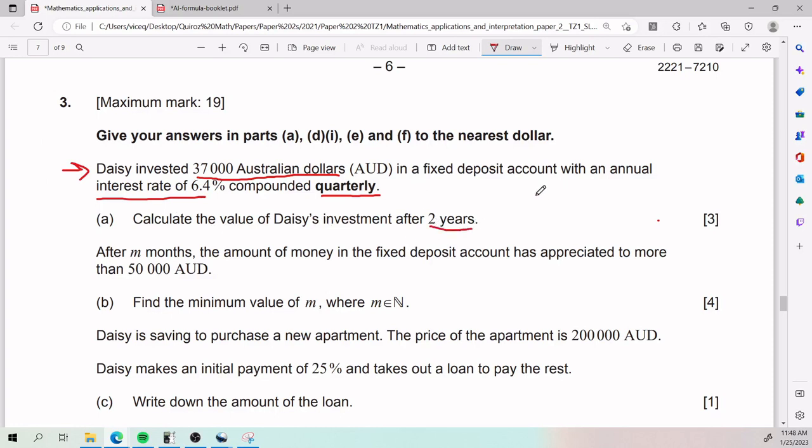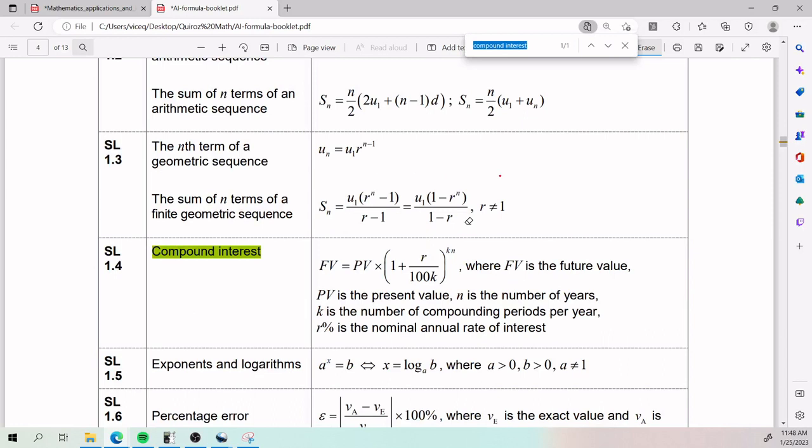All right, so there are a lot of buzzwords here that can help indicate how you should approach this problem. If you start hearing words like annual interest rate or compounded quarterly, or the word compounded in particular, you immediately need to think of compound interest, okay? And in your formula booklet, you're going to find compound interest and work with that.